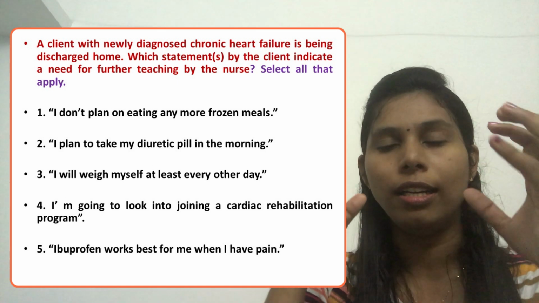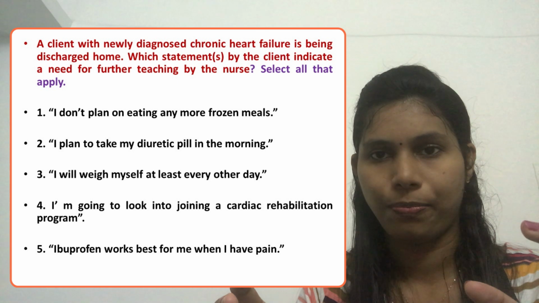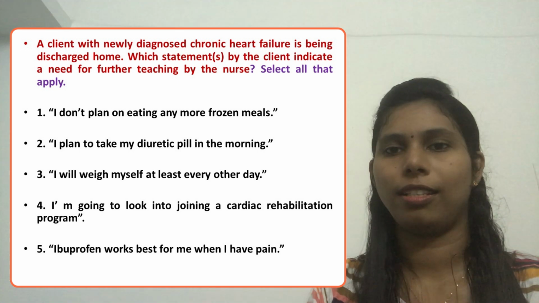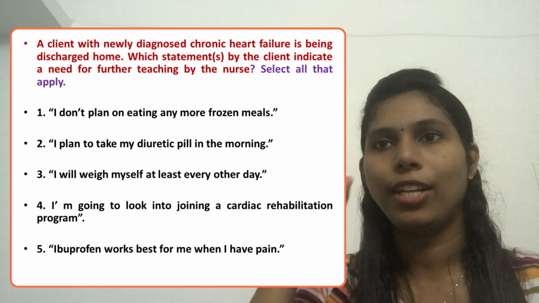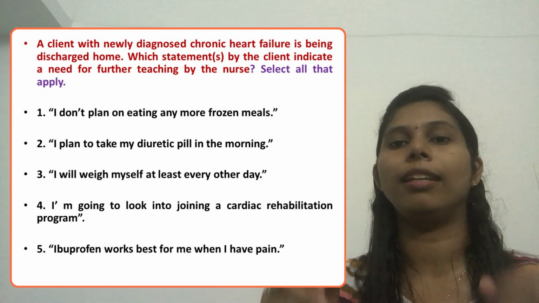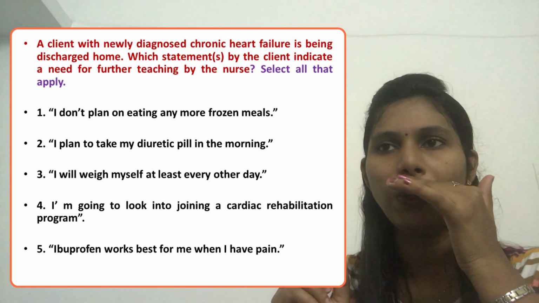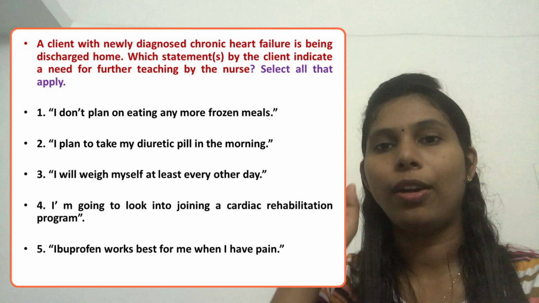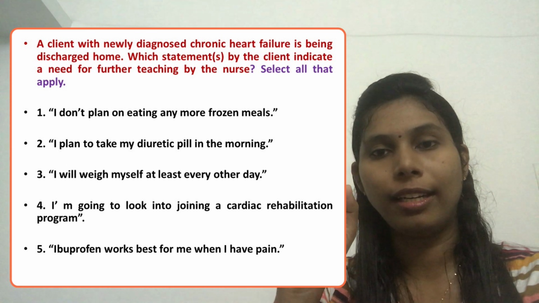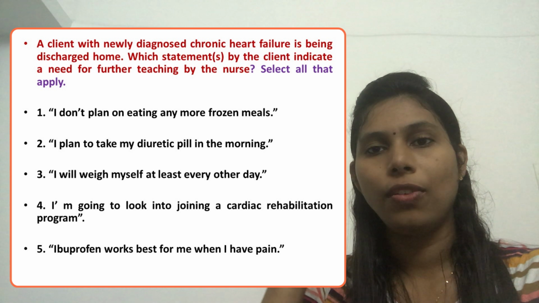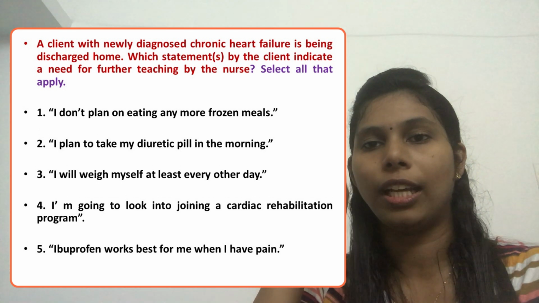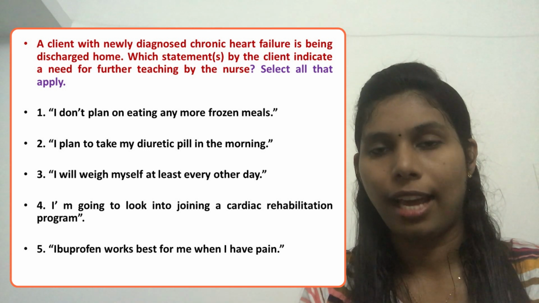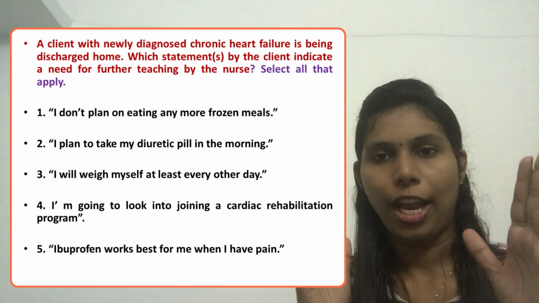Upon discharge, the nurse should give certain instructions. After receiving those instructions, the client makes some statements that are not correct. That's why he needs further teaching by the nurse again. So we will see what the wrong statement is out of the 5 options given. That wrong statement will be the answer. When the client makes this wrong statement, the nurse will understand that the client didn't get clear on what was taught, so the nurse clarifies or teaches the client again. I hope the question is clear.